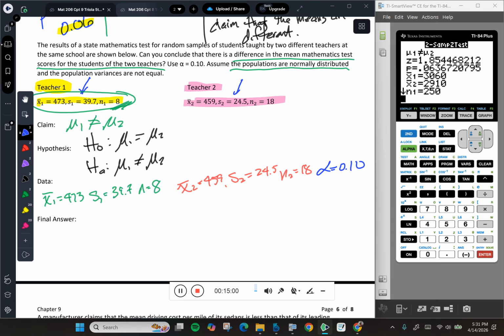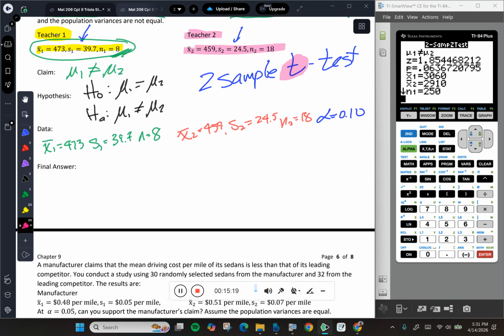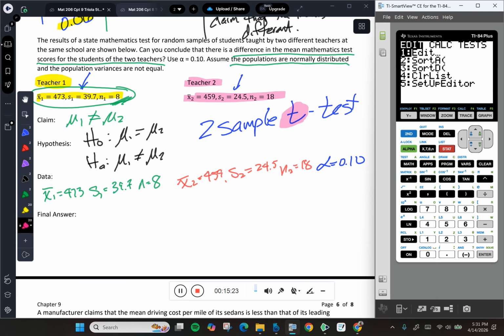Because I have sample standard deviations, I'm going to run a 2 sample t-test. And so why a t-test? Because I have sample standard deviations. We run a z-test when we have populations. We run a t-test when we have samples. Stat, tests, 2 sample t-test. Right there, bring it up.